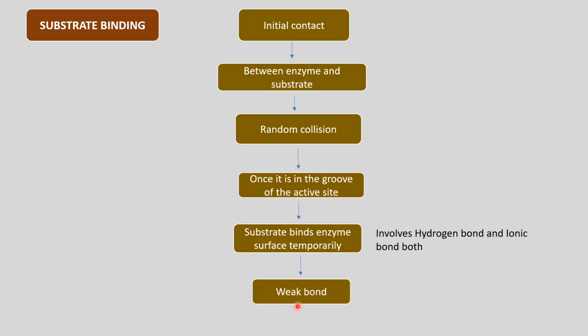As these are weak bonds, they can be broken down easily, but these bonds are present in large numbers, and therefore this holds the enzyme substrate complex in place. So this is the initial part when the substrate binds, right?